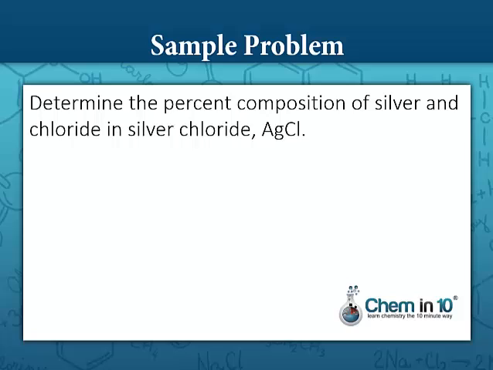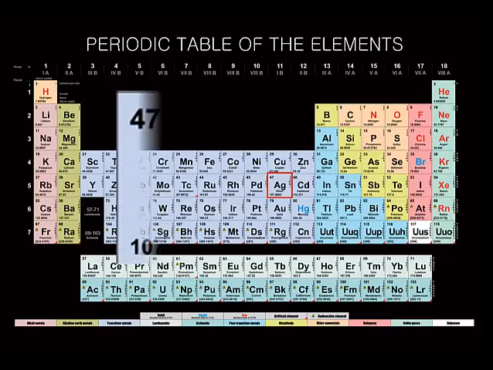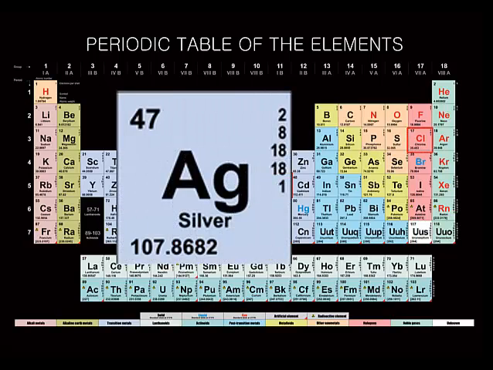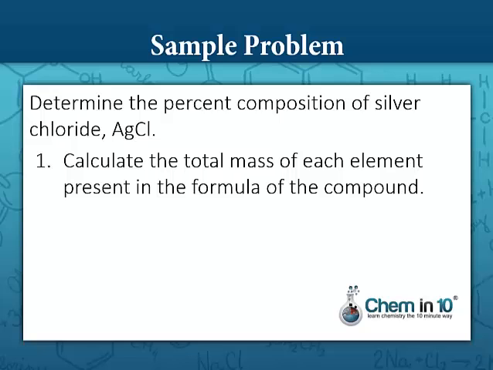Let's look at a sample problem. Determine the percent composition of silver and chloride in silver chloride. So the first thing we need to do is figure out the mass of each element in the compound. So we're going to look at molar masses. In the periodic table, we see that the molar mass of silver is 107.8682, and the molar mass of chlorine is 35.453. Rounded to 2 decimal places, the mass of silver is 107.87, and the mass of chlorine is 35.45.